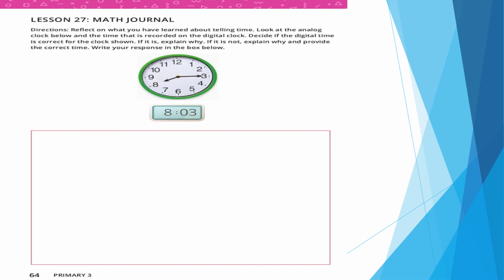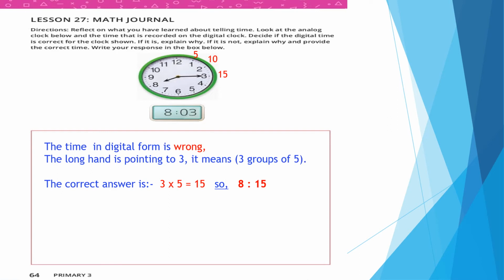Let's count together. 5, 10, 15. Yes, so number 3 is telling me 15 because 3 times 5 equals 15. So the time in the digital form is wrong because the long hand is pointing to 3. It means 3 groups of 5. So the correct answer is 3 times 5 equals 15. So 8:15.